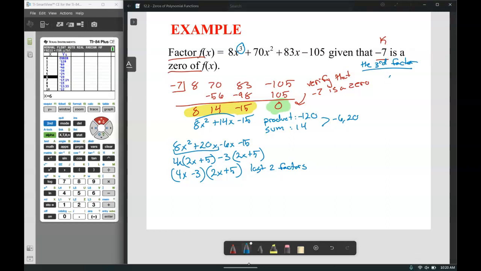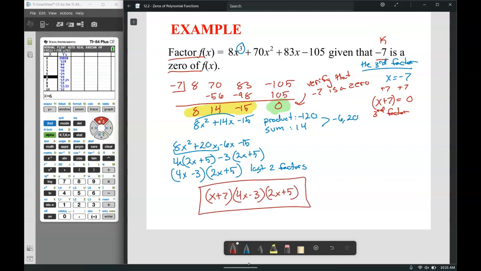And we have to think about, okay, well, if negative 7 is one of my zeros, what factor would give me that 0? We just need to solve and get everything on one side of the equation. So if we add 7 to both sides, we get x plus 7 equals 0, and that is the third factor. So our three factors are x plus 7, which we got from the original 0, and then 4x minus 3 and 2x plus 5 that we got from factoring the quotient. So we've got all of our factors.